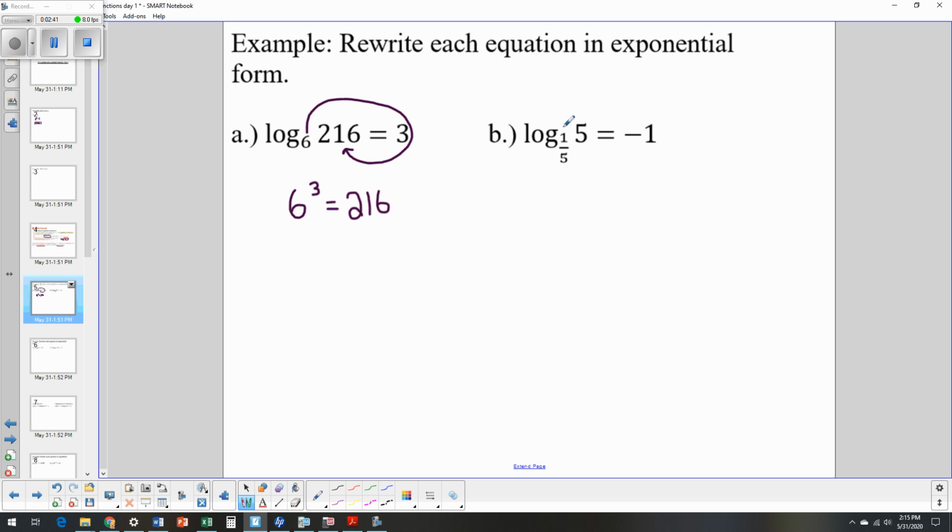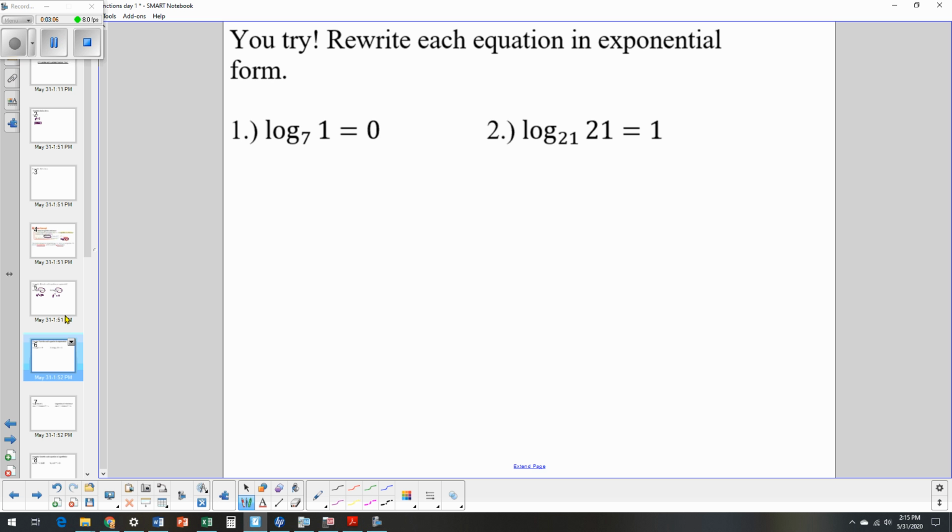All right, I'm going to do the same thing here. Start at the 1/5, head to the -1, and then swing back to the 5. So that's 1/5 raised to the -1 power equals 5. All right, so this is taking something in logarithmic form and rewriting it into exponential form. So you go ahead and try the next two. You're going to rewrite each of these into exponential form. Pause when you're ready, come back.